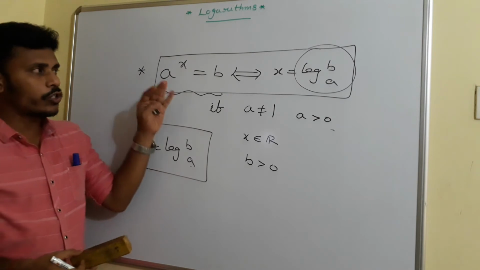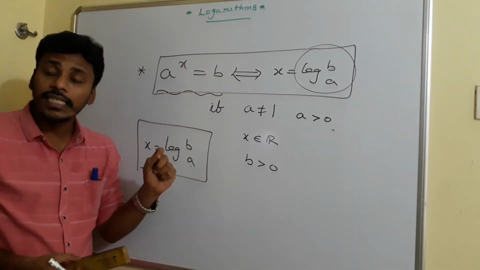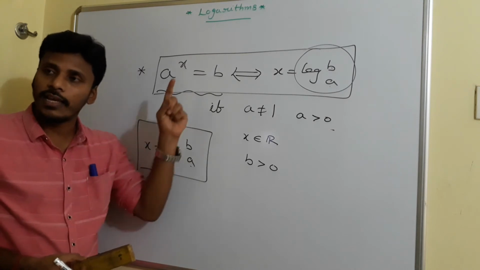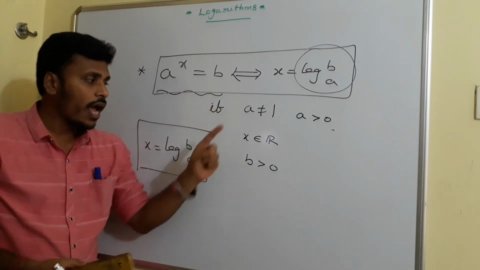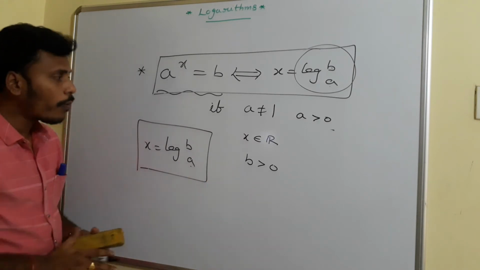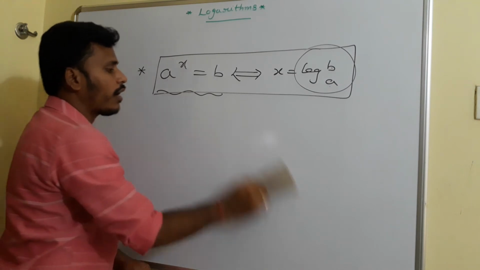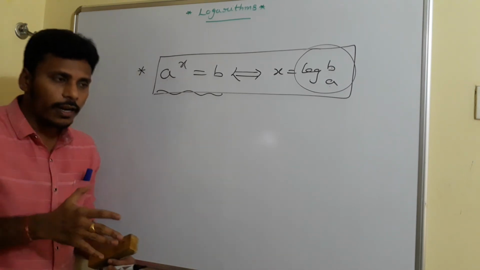So a to the power x is equal to b if and only if x is equal to logarithm of b base a, and it is true only if a is positive and not equal to 1, and x is a real value whereas b is positive, right? Now by observing this basic conversion from exponent to logarithm, we have two fundamental laws.